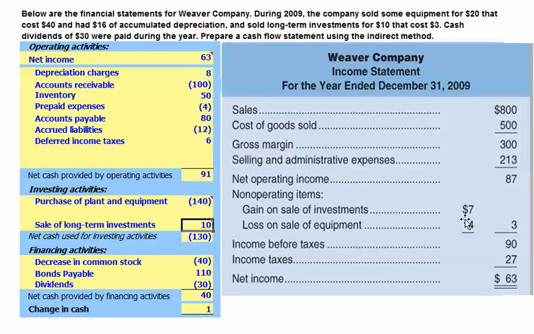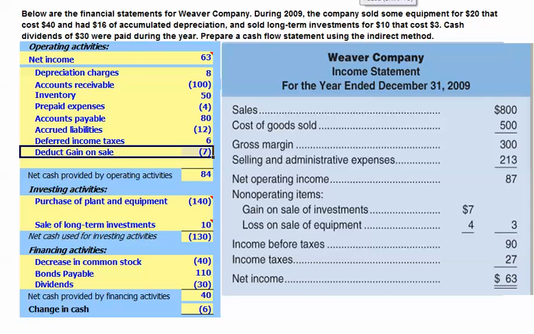The gain on the sale of our investments is part of net income. So it's part of the $63 we have up top in net income, but it does not represent an operating activity. So we will deduct the gain from the operating section of our cash flow statement. And once again, our cash flow statement will balance.